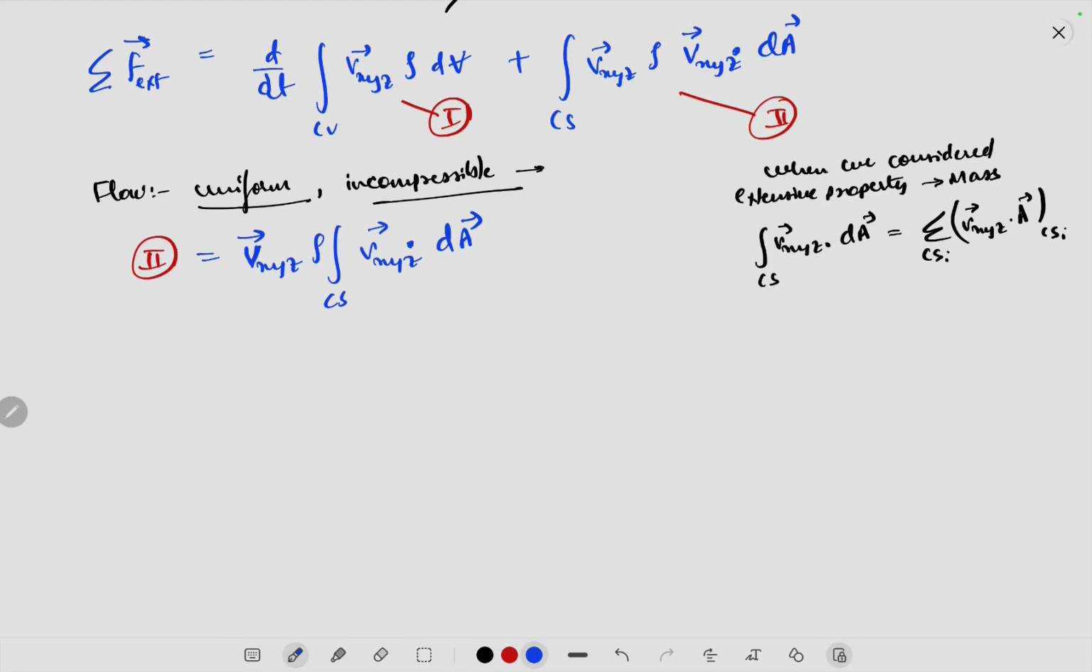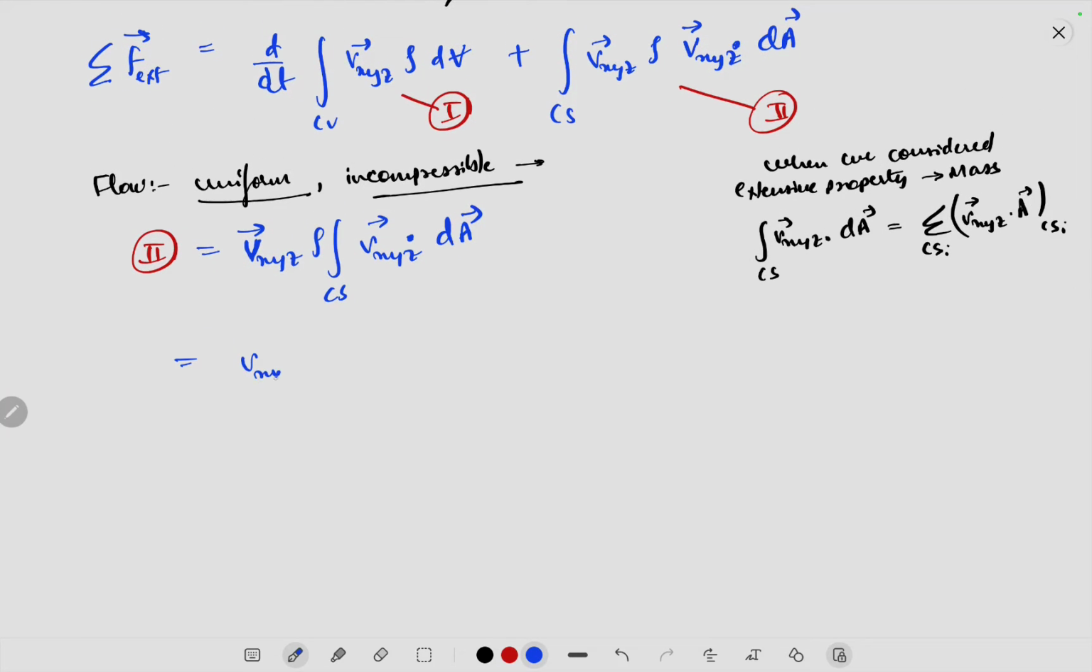Let me just write it. So this would become vxyz rho summation. Now there is one problem with this. Although I can take this vxyz out of this integral, this velocity vector would actually be the velocity vector at that ith control surface, right?